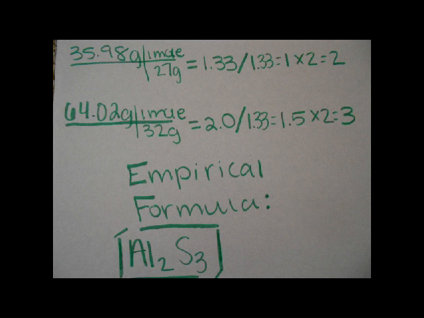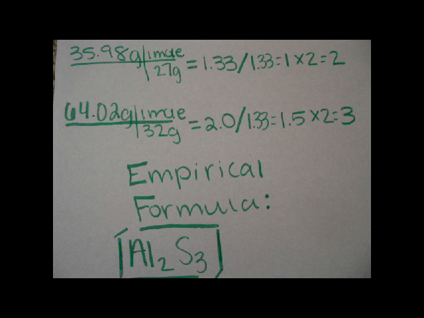So the molar mass of aluminum is 27 grams, and the molar mass of sulfur is 32 grams. So 35.98 grams divided by 27 grams gives me 1.33. And 64.02 grams divided by 32 grams gives me about 2. Since 1.33 is my smallest number, I'm going to divide both of those numbers by 1.33. So 1.33 divided by itself gives me 1, and 2.0 divided by 1.33 gives me about 1.5.